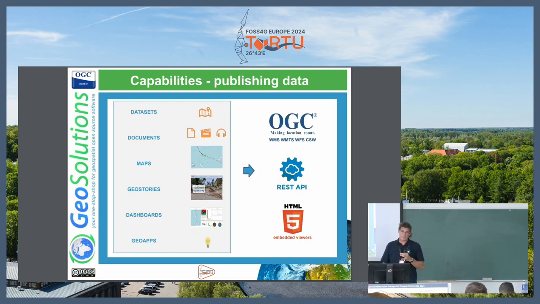All of these kinds of resources, datasets, documents, dashboards, GeoApps, and so on, are then made public, are then visible to humans through the embedded viewers, or through the REST API, or through the various OGC protocols. For WMS, WFS, and so on, we have only the layers that are vector and so on. About the CSW, since it can publish different kinds of metadata, you can choose inside GeoNode which kind of objects should be exposed, searched, and retrieved.